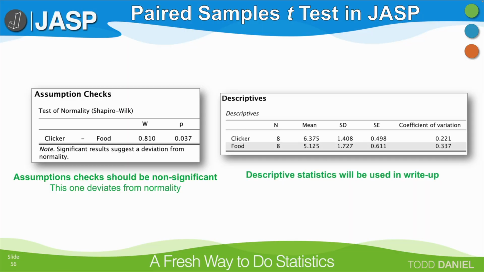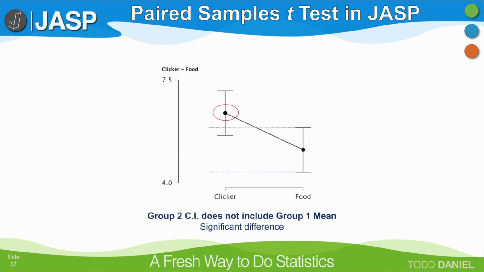For the descriptive statistics, we have the sample size of 8 for each group, mean and standard deviation for each group. We're going to need those for our APA style write-up. So now let's take a look at our plots.